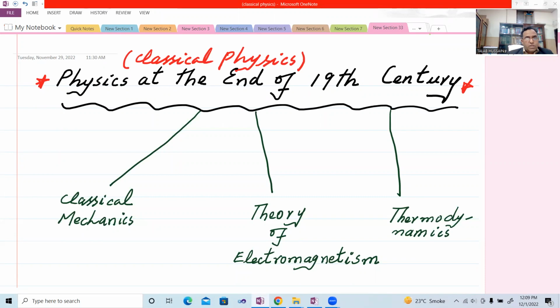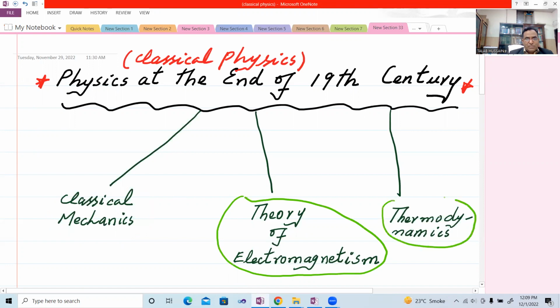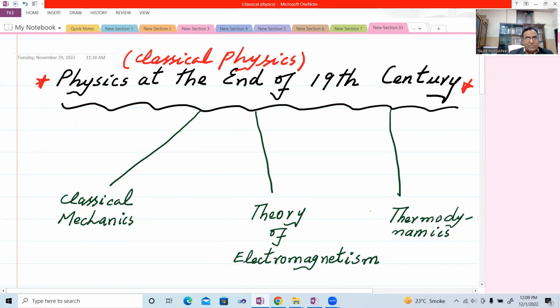Students, today's topic is physics at the end of 19th century. This physics at the end of 19th century is also famously known as classical physics. At the end of 19th century, physics actually consisted mainly of three branches: classical mechanics, the theory of electromagnetism, and the theory of thermodynamics. These were the three branches of physics which were part of physics at the end of 19th century.